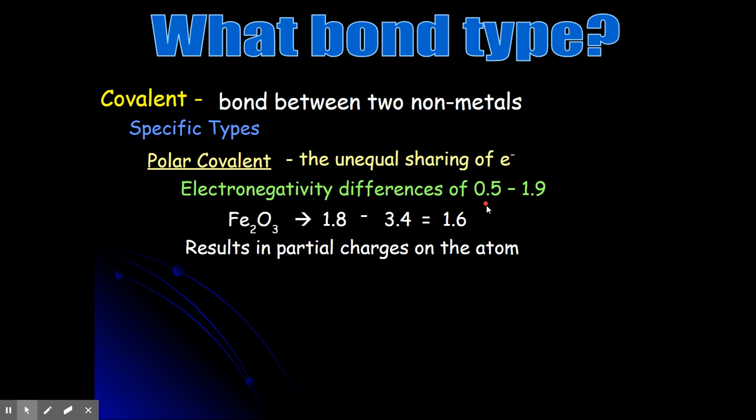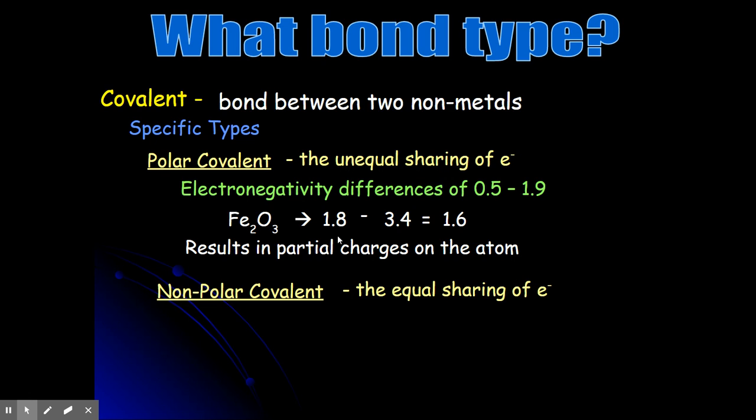What happens is it results in partial charges. In this case, because the oxygen is more electronegative than the iron, oxygen is going to be the partially negative side of the molecule, and iron is going to be the partially positive side of the molecule. Whichever one is more electronegative is going to be more negative, and whichever one is less electronegative is going to be more positive.